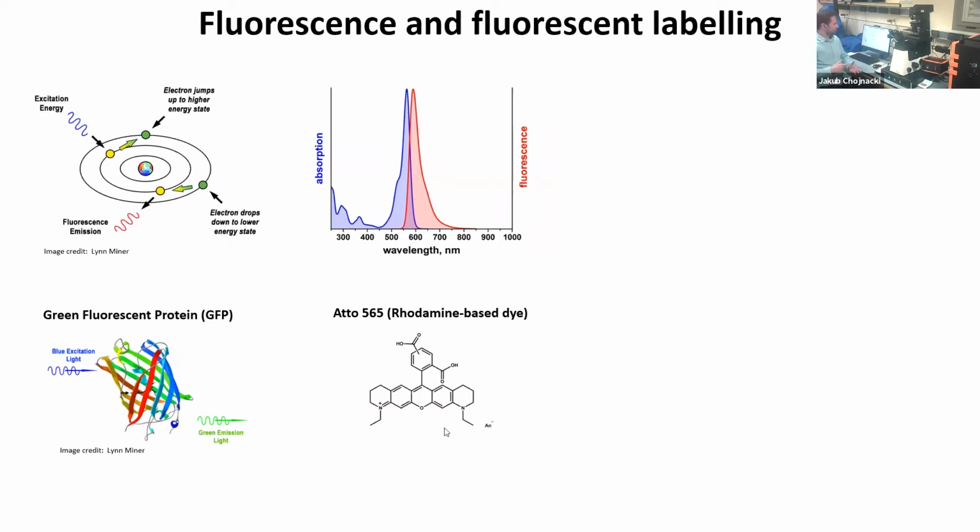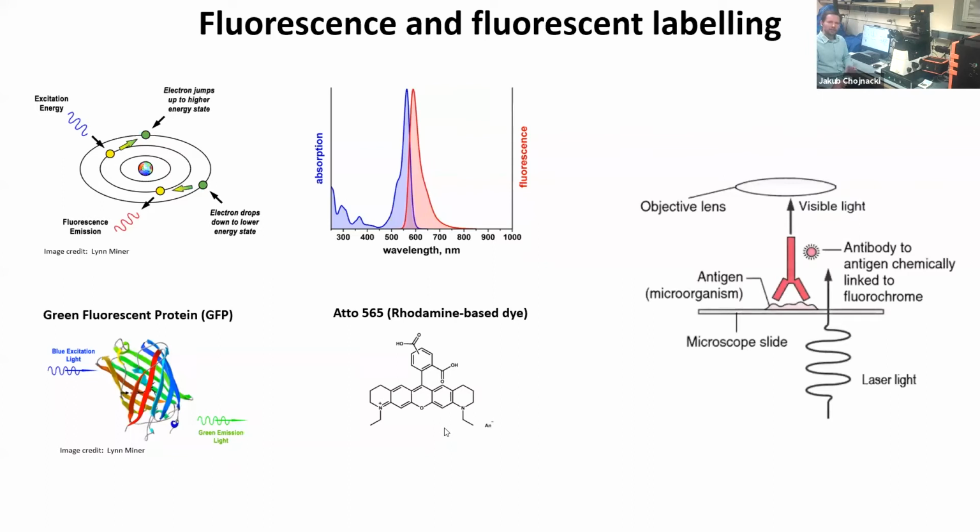But how do we attach those fluorescent molecules to the structures of interest? Well, that is normally realized by utilizing antibodies. As you may know, antibodies are an important part of our immune system, as their role is to attach to very specific molecules called antigens.